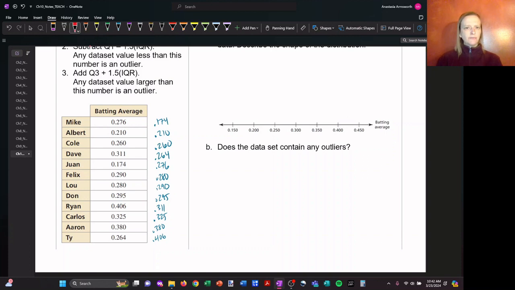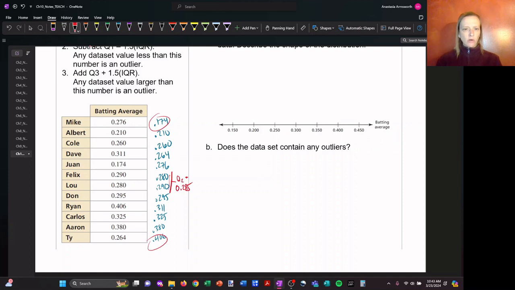In this example, 9, 10, 11, 12. Yeah, we've got 12 values. So I've got my least value, my greatest value are easy to spot. My median, my middle number, or my Q2 value, is going to be halfway at the average between 0.280 and 0.290. So that's going to be 0.285.